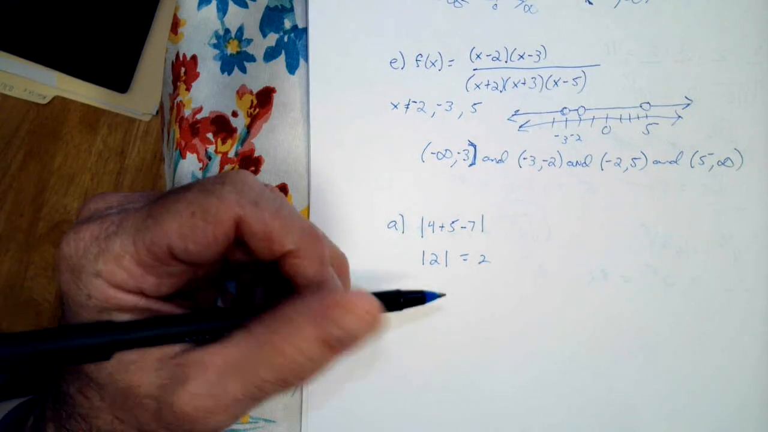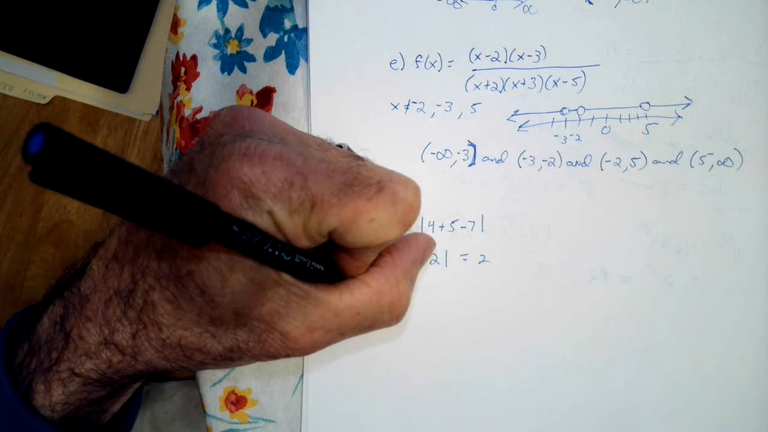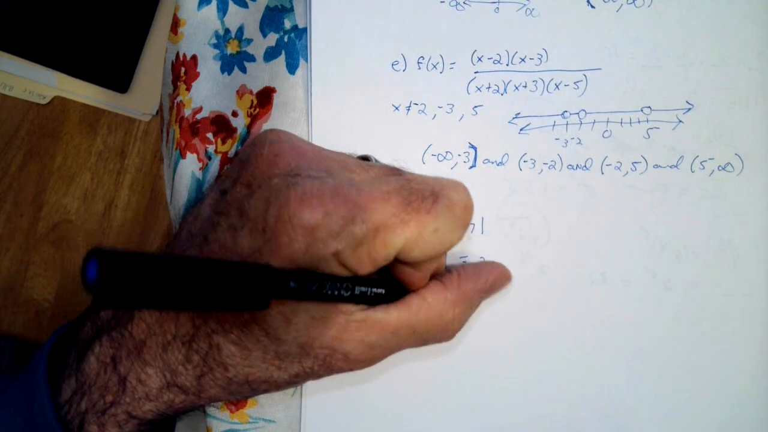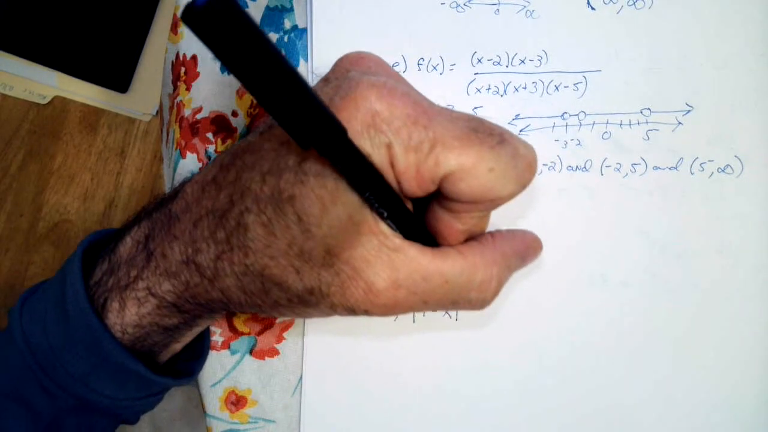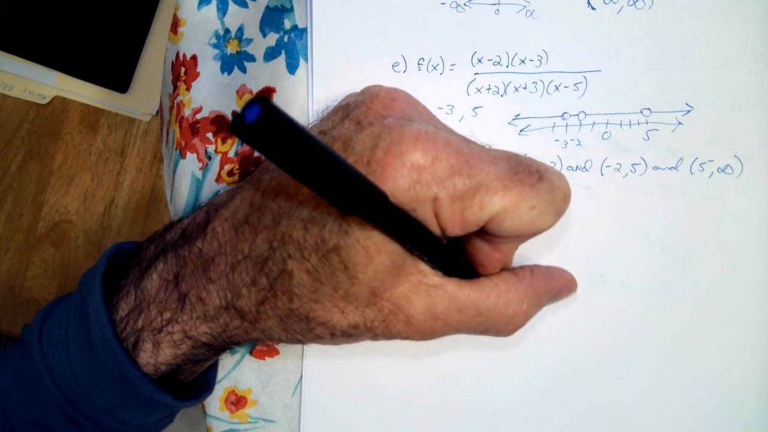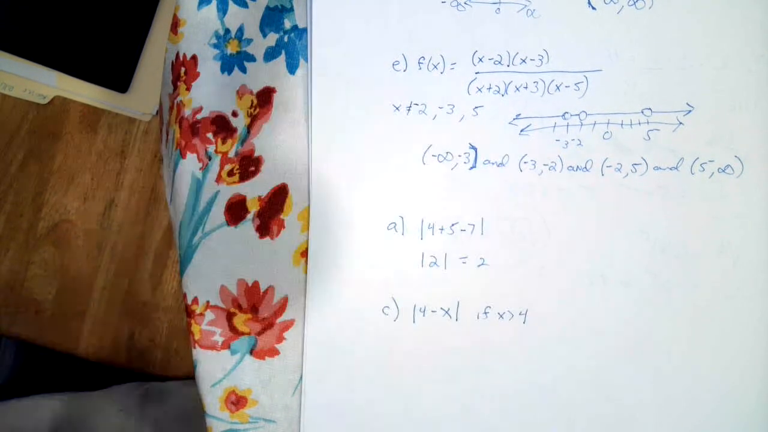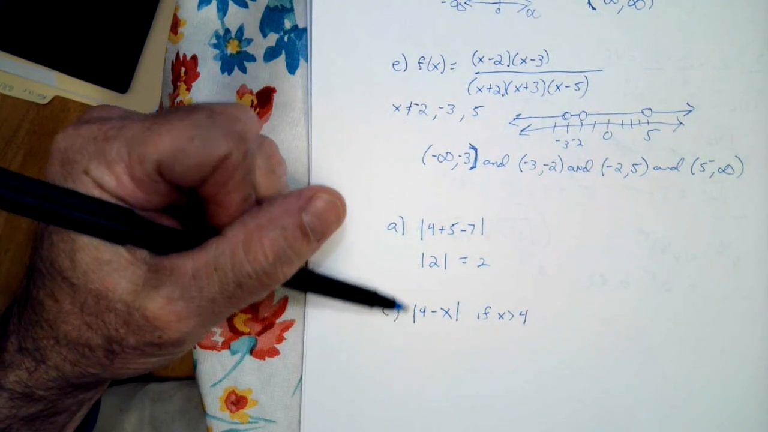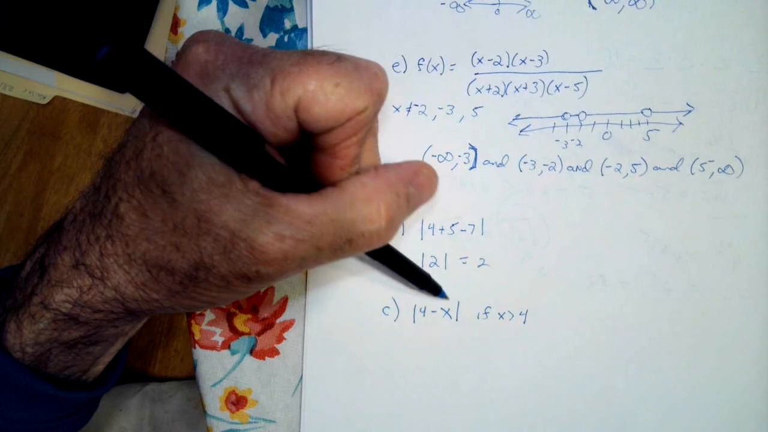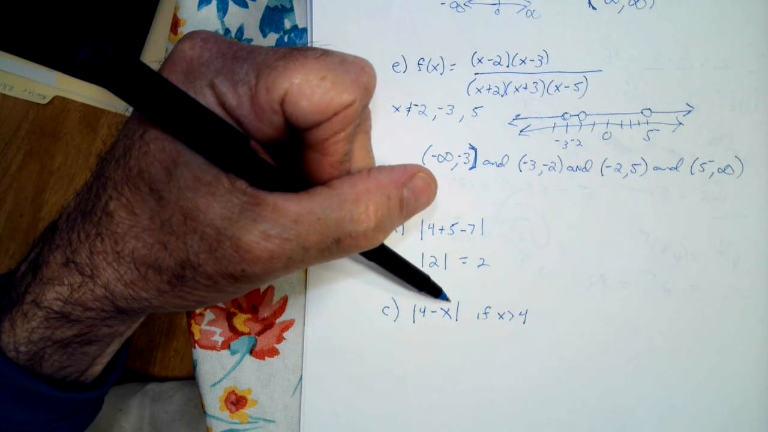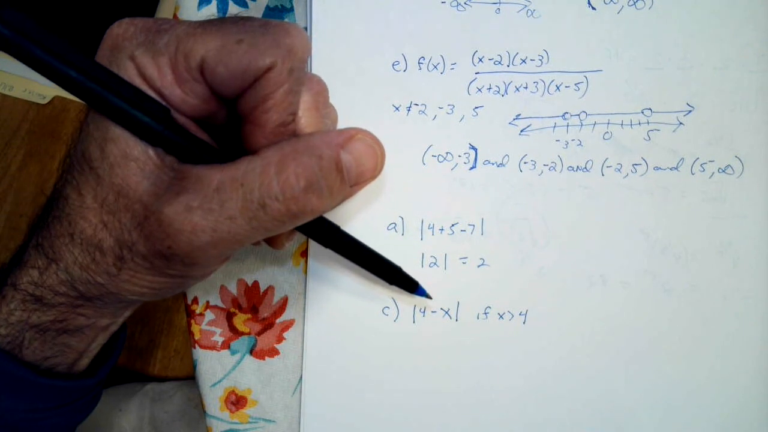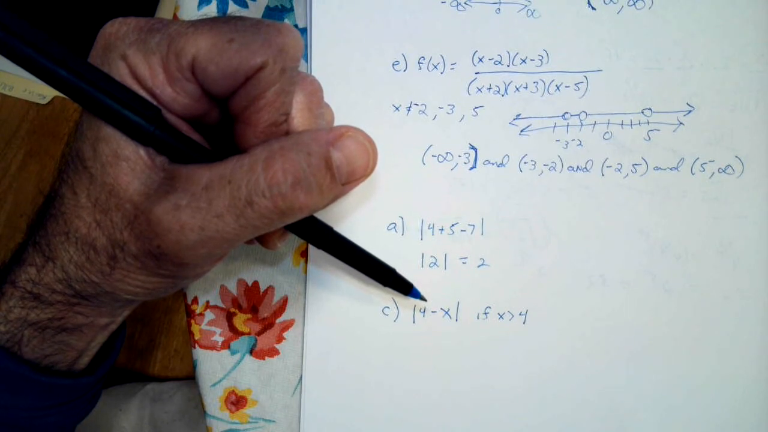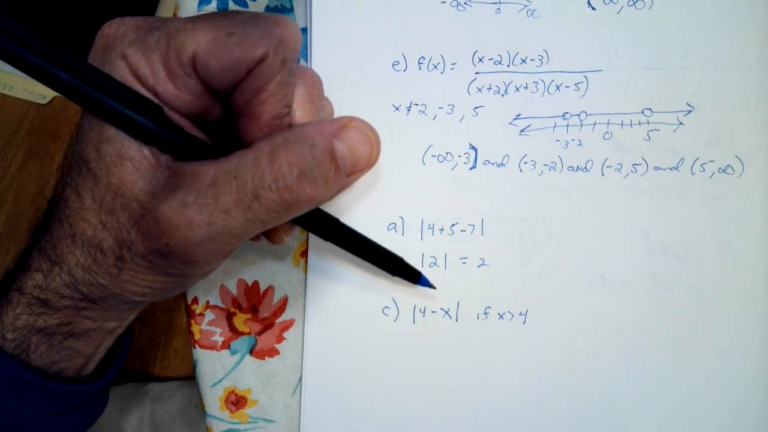That works fine. Okay. You have another one that says like C, where you say, okay, 4 minus X in absolute value parentheses, if X is greater than 4. Okay, so if X is bigger than 4, that means it would be like 5, 6, 7, and 8. The absolute value of this is going to be, well, let's look at it this way.